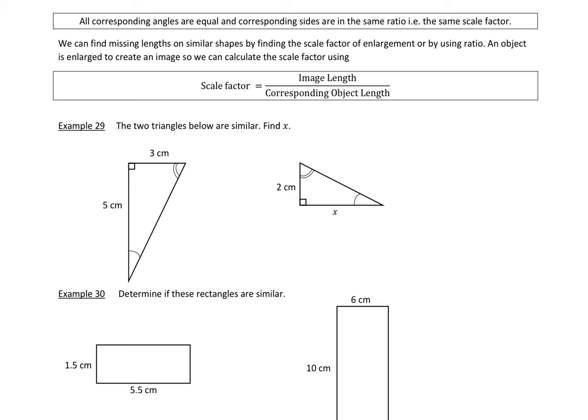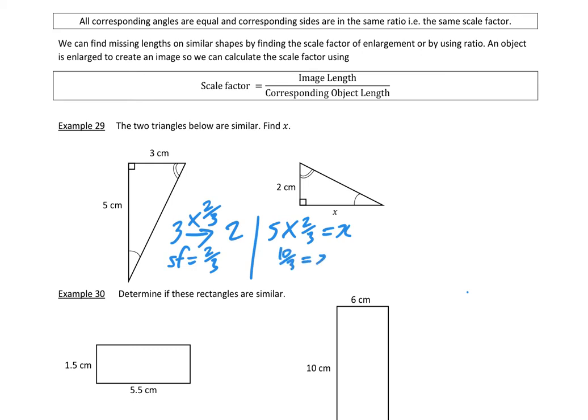So this question says find x. So I'm just going to do this a couple of ways. First way I'm going to do using the scale factor, and I'm going to realize that my side 3 goes to my side 2. So I'll get there by multiplying by 2/3. So my scale factor is equal to 2/3 to get from the big triangle to the small triangle. So then I can say side 5 times the scale factor, which was 2/3, is going to give me x. So 5 times 2/3 would give you 10/3 is equal to x, and 10/3 is the same as 3 and 1/3, and the units are going to be centimeters.